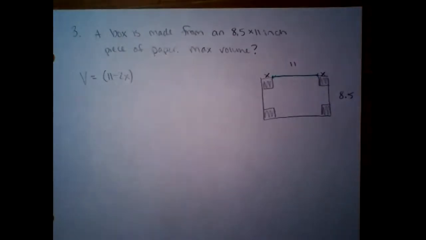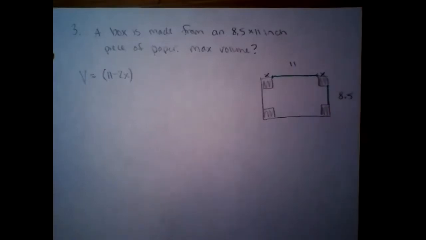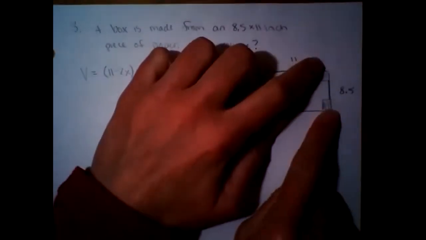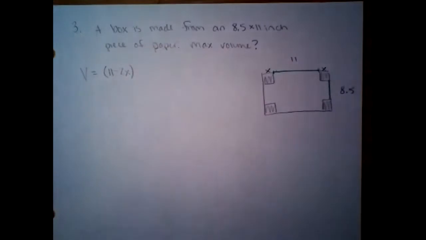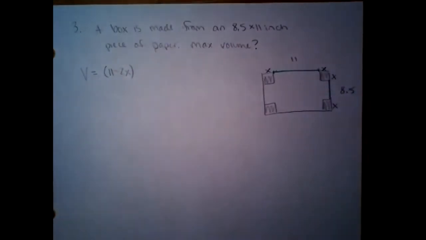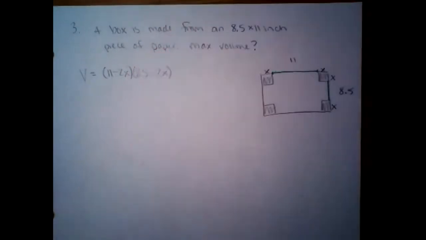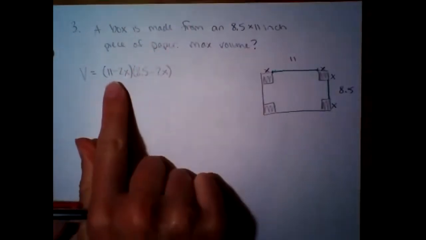And then the exact same thing is going to happen for the width. It was 8.5, but we cut a square out of each side. And again, I don't know what that amount is. That's what we're trying to figure out. But I cut that off of each side. So this would be 8.5 minus 2x. So that's length times width.